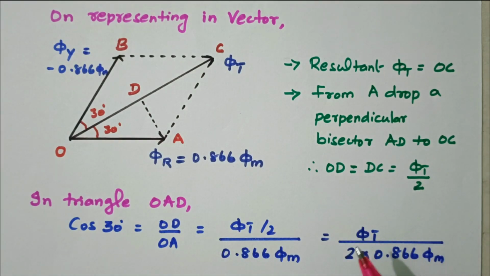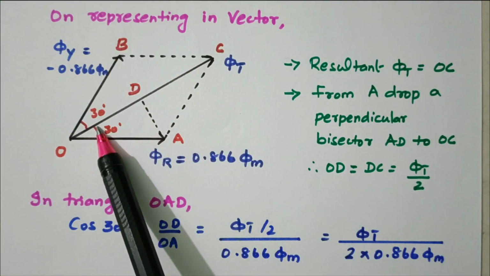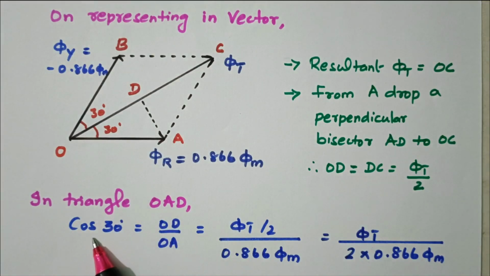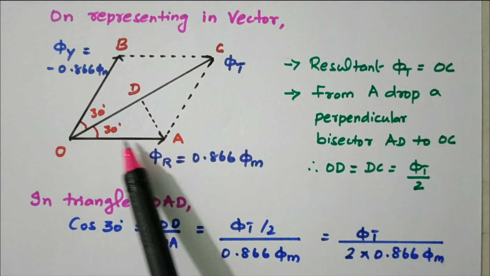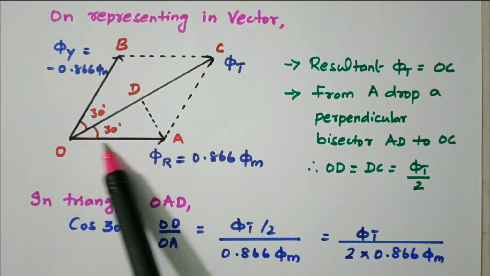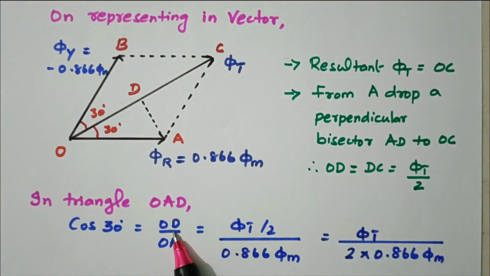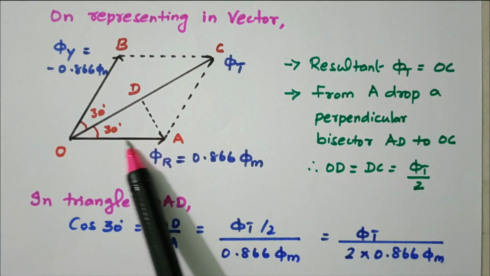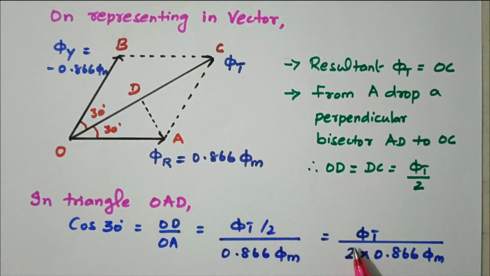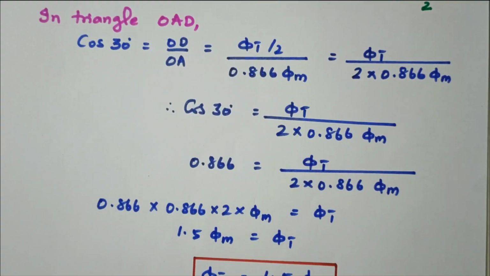Now we consider the triangle OAD. This angle is 30 degrees. We are going to find cos 30 degrees, which we know is adjacent side by hypotenuse. This is the opposite side, adjacent side, hypotenuse. Adjacent side is OD divided by OA. OD we already know is φt divided by 2, and OA is nothing but 0.866 φm. This 2 is brought to the denominator, so 2 into 0.866 φm. Now we go for the further simplification.